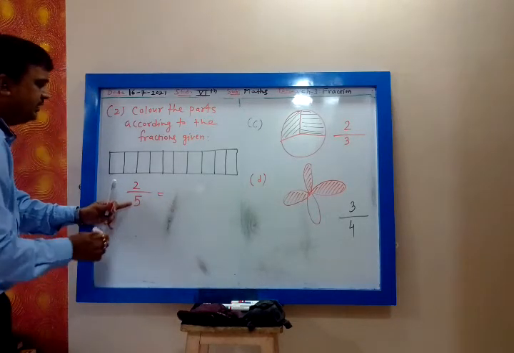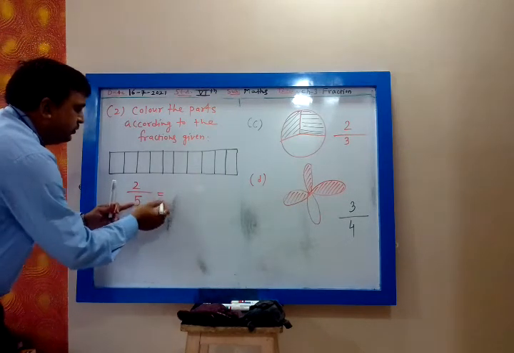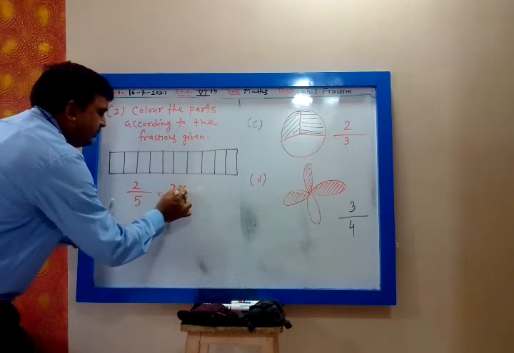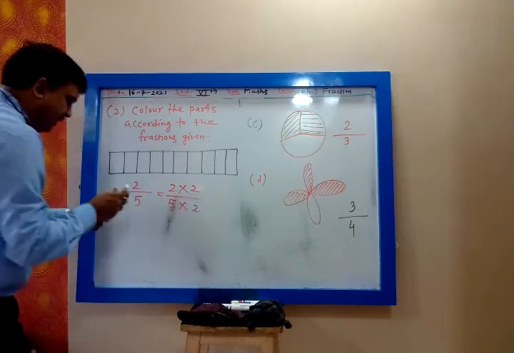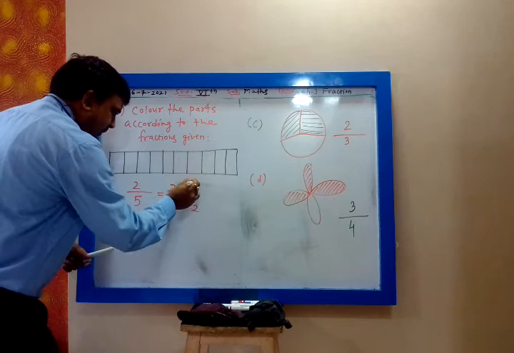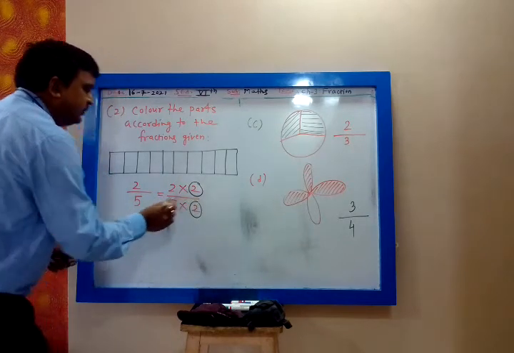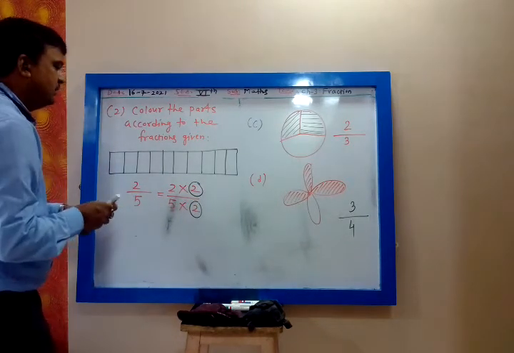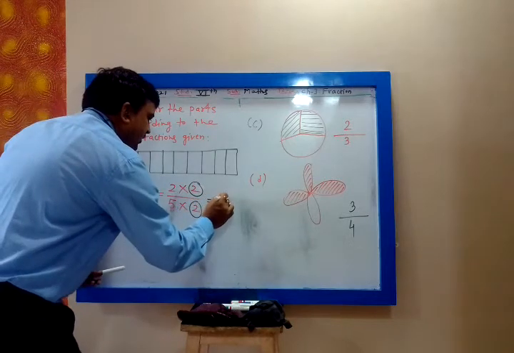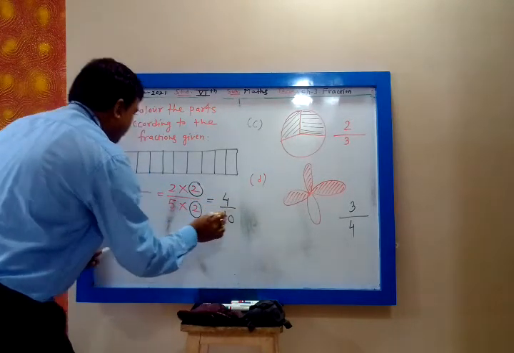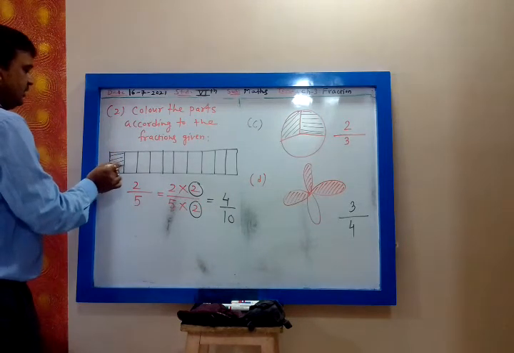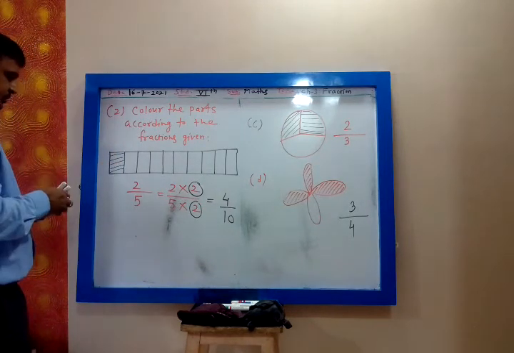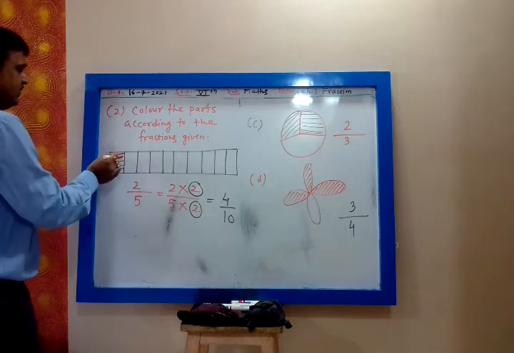This 5 I have to convert, so I will multiply 5 by 2. So I will multiply by 2 in the numerator also. Multiply by 2 in the numerator, multiply by 2 in the denominator. 2 2s are 4, 4 upon 10. So any 4 boxes. So 2 upon 5 is the same as 4 upon 10.